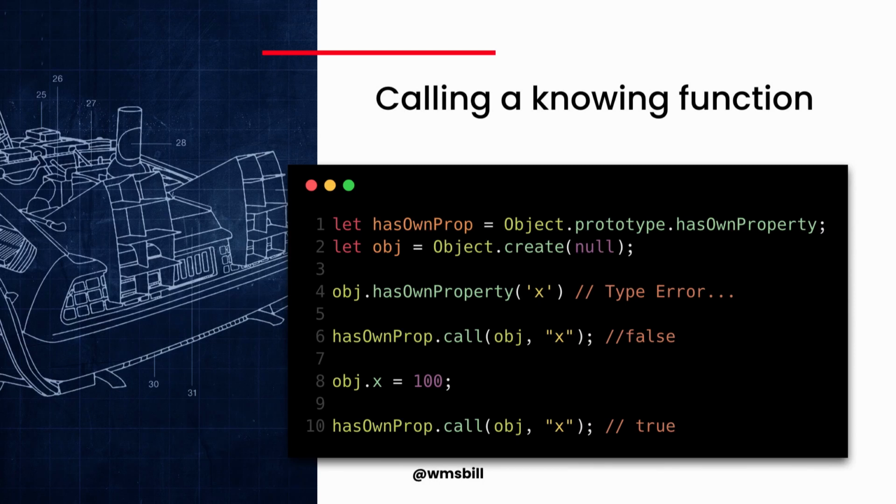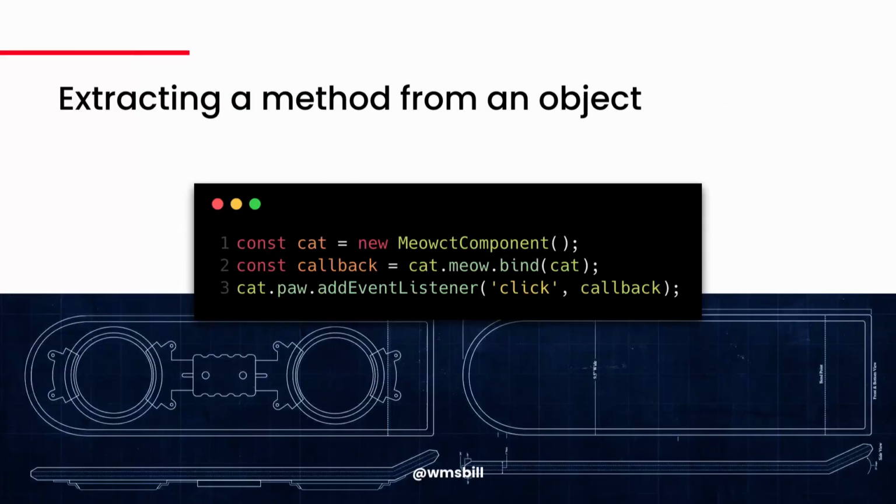To fix this, I need to extract this function from the object prototype and then call it, passing the first parameter as a context and the second parameter as the first parameter for the function. It's kind of tricky. And the second one is whenever I want to extract a method from an object, I need to explicitly bind the this context. So how can we cover those two cases in a more natural way? This is the hook for our first proposal.